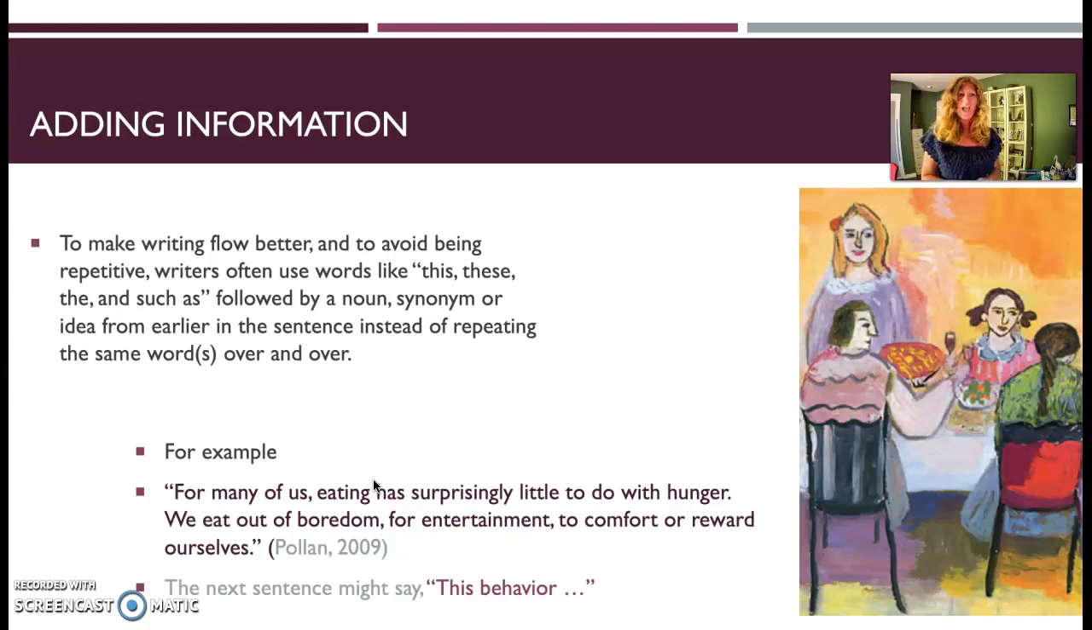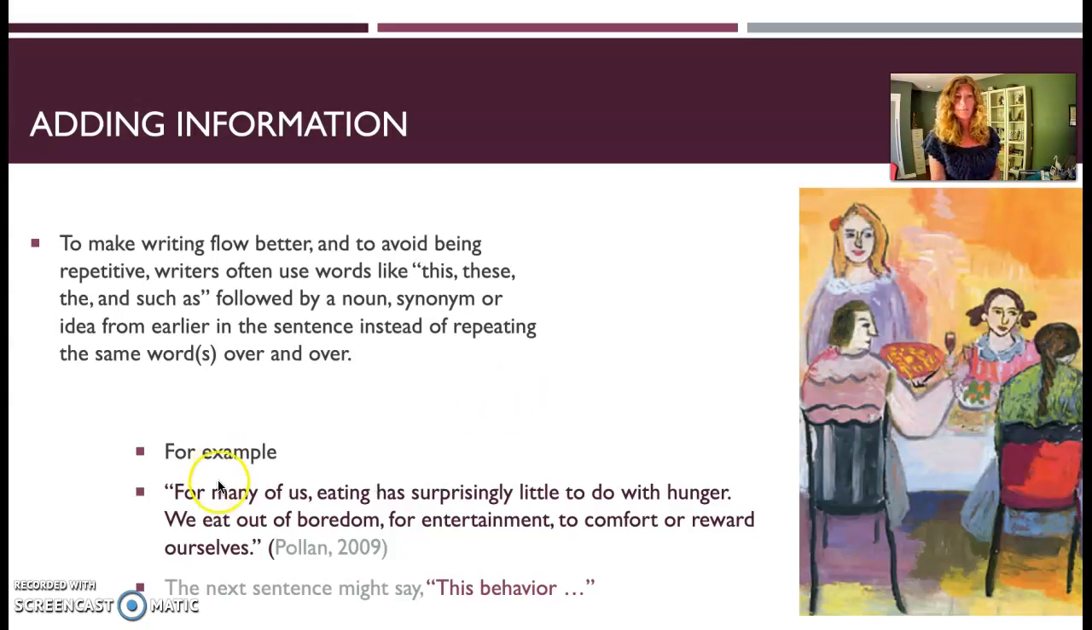Okay. So to make our writing flow better and to avoid repetitiveness, writers often use words like this, these, the, such as. Okay, it's often followed by a noun, a synonym, or an idea from an earlier sentence, and we use this instead of repeating the same words over and over.